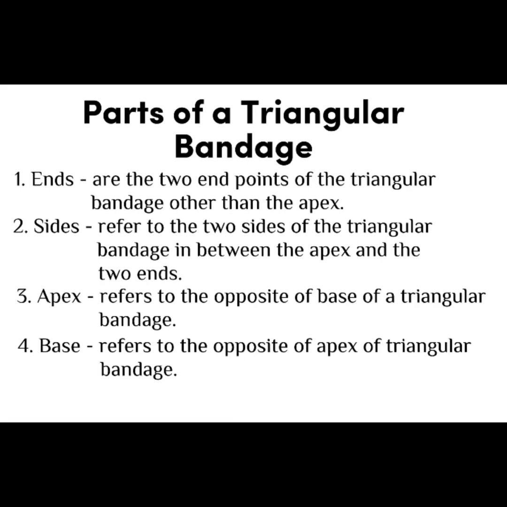1. Ends are the two end points of the triangular bandage other than the apex. 2. Sides refer to the two sides of the triangular bandage in between the apex and the two ends. 3. Apex refers to the opposite of the base of a triangular bandage. 4. Base refers to the opposite of the apex of a triangular bandage.